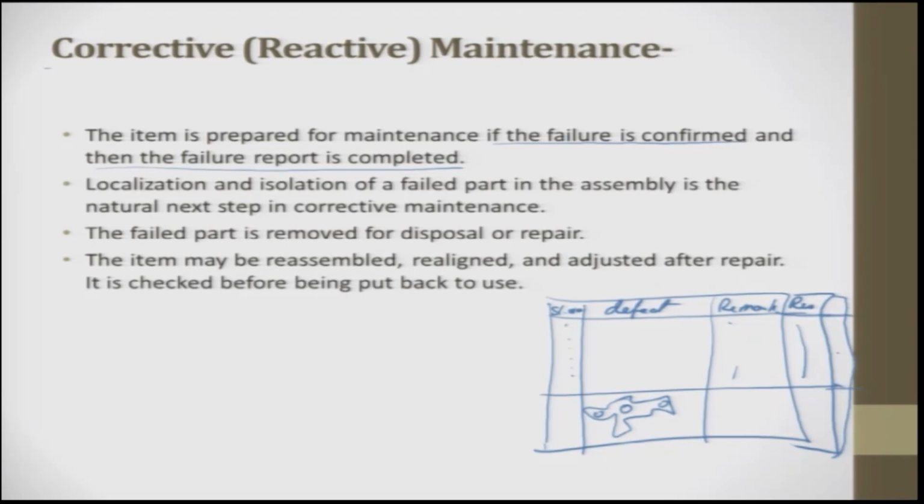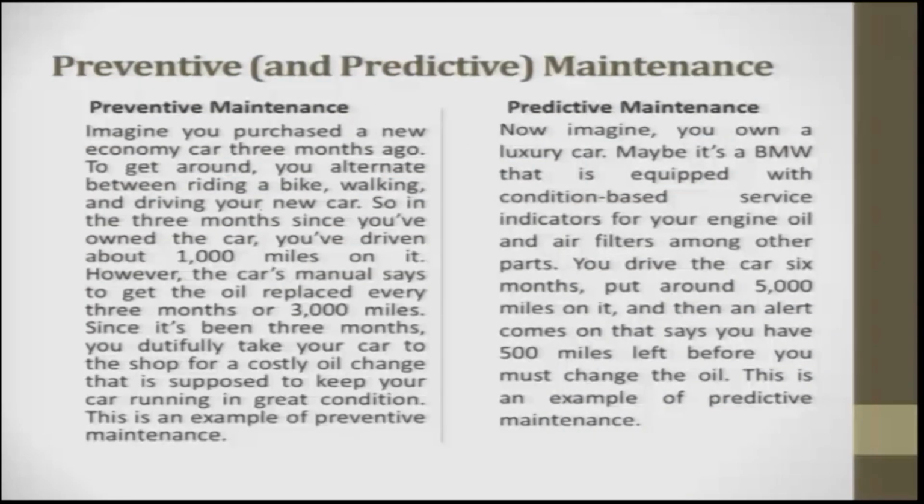So, localization and isolation of the failed parts in the assembly is the natural next step for corrective maintenance. The failed part is removed for disposal and the item may be reassembled so that it can be put back into working condition. Preventive maintenance, predictive maintenance. I have just put the full example.